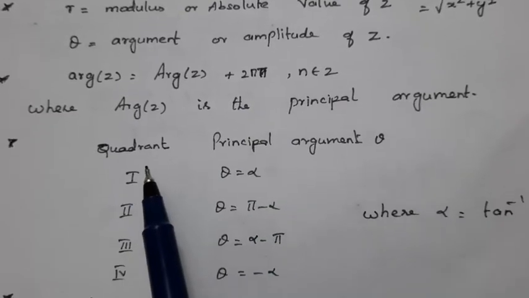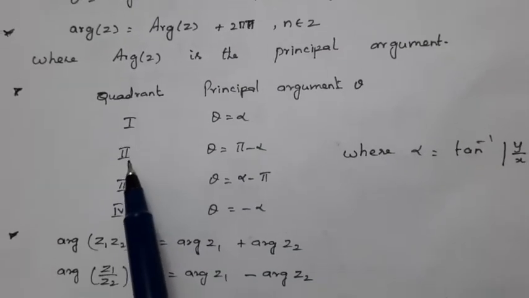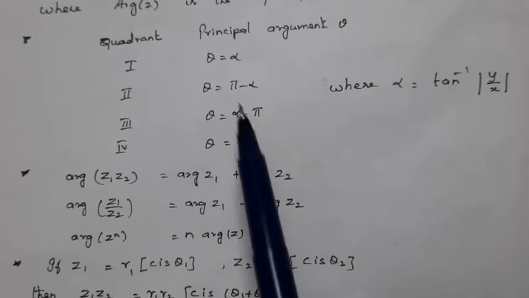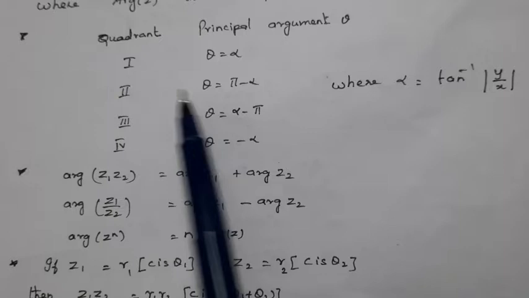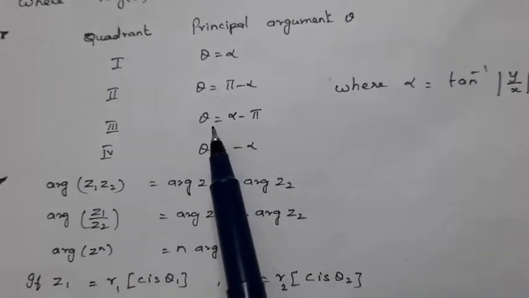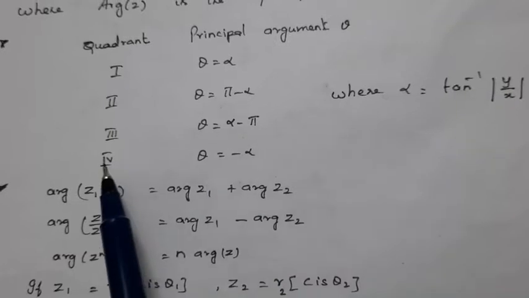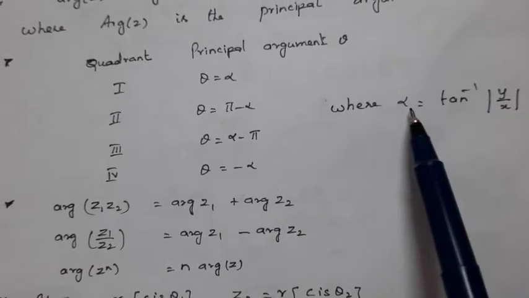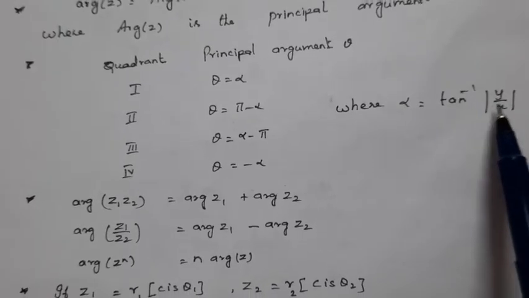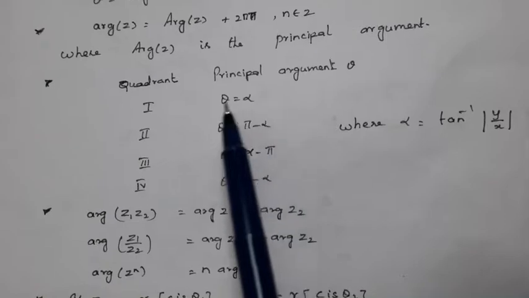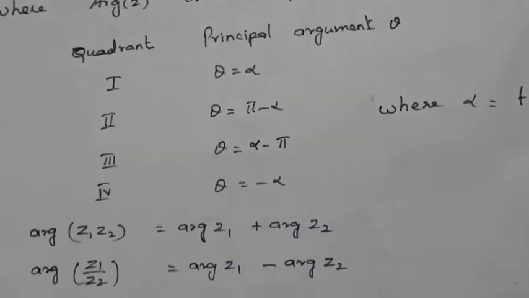And then, depending on whether the complex number lies in the first, second, third or fourth quadrant, this is the way to get the principal argument. In the first quadrant, theta is equal to alpha. If it is in the second quadrant, theta is equal to pi minus alpha. If it is in the third quadrant, theta is equal to alpha minus pi. And if it is in the fourth quadrant, theta is equal to minus alpha. Then what is alpha? Alpha is nothing but tan inverse of modulus of y by x. I explained in the previous video how we obtained this theta.